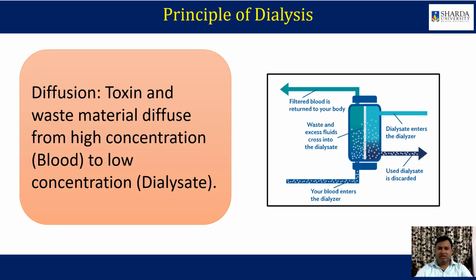Now come to diffusion. Diffusion is the process by which solute particles move from high concentration to low concentration. In dialysis, diffusion of toxin and waste material occurs from the high concentration in the blood to the lower concentration in the dialysate. In the dialyzer, blood comes in one direction while dialysate comes in the other direction. In the figure shown here, blood is coming from this side, while dialysate is coming from this side. Through diffusion, high concentrations of toxic material diffuse into the dialysate.